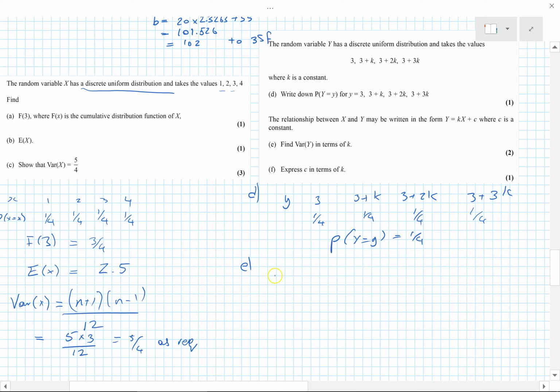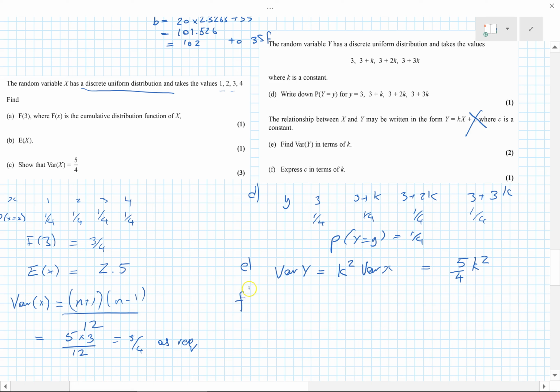So the variance of Y is equal to, remember when you're working out the variance as a linear combination of another discrete random variable, anything that you add on doesn't affect it. So it's k squared times the variance of X. So that equals 5 over 4 k squared. So that's question E done.